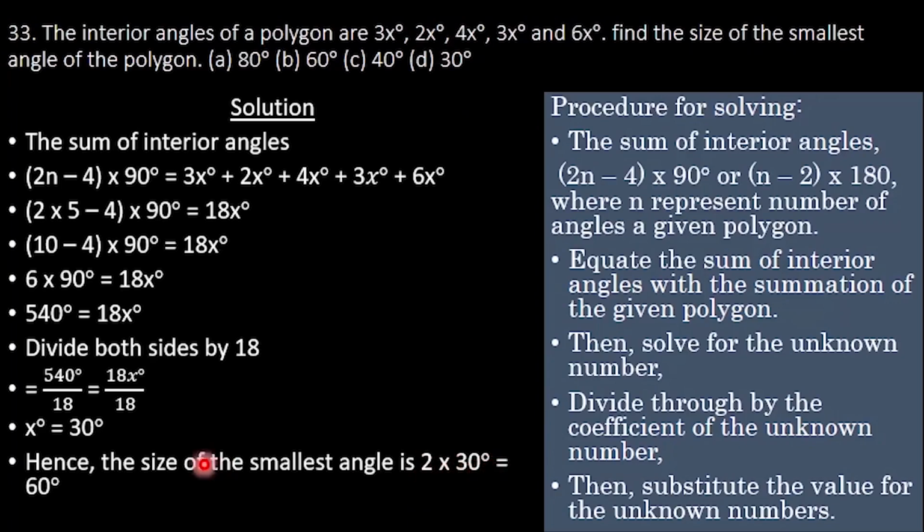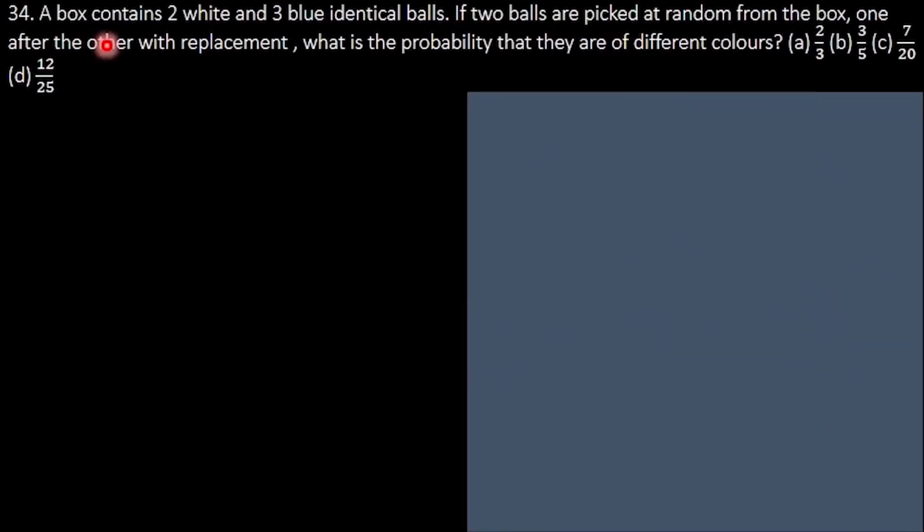Question 34. A box contains 2 white and 3 blue identical balls. If 2 balls are picked at random from the box, one after the other with replacement, what is the probability that they are of different colors?